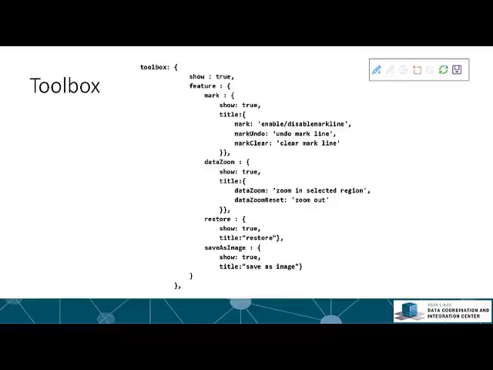Then I set the title property for each of the 4 features. For example, for the mark component, there are 3 buttons: mark, mark undo, and mark clear. The titles are the text that will show up when the user mouses over the icons. For the mark icon, I set the title as enable or disable mark line. For the mark undo, I set the text as undo mark line, and for the mark clear, I set the text as clear mark line. By default, the titles for these icons are in Chinese, so I just translated them into English here.